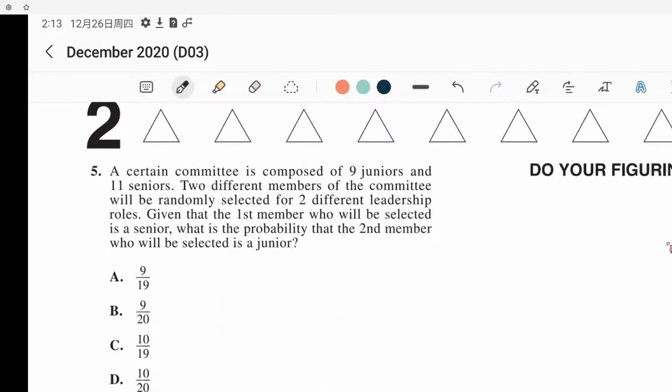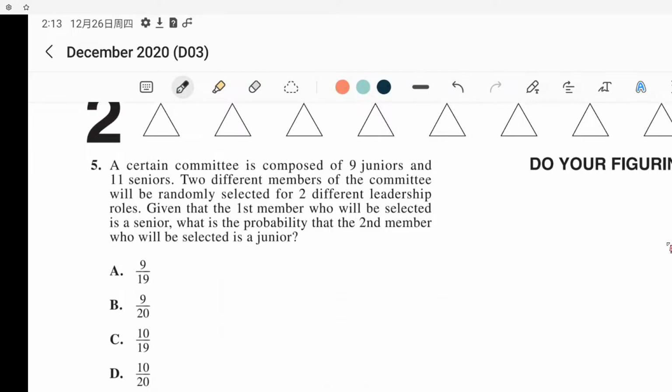Five says a certain committee is composed of 9 juniors and 11 seniors. 2 different members of the committee will be randomly selected for 2 different leadership roles. Given that the first member who will be selected is a senior, what is the probability the second member who will be selected is a junior?